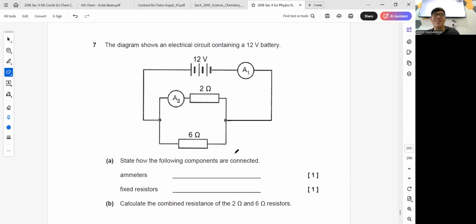Okay, complicated circuits. How should the ammeter be connected? Series. Series? This is the parallel. Yeah, first one. Correct.